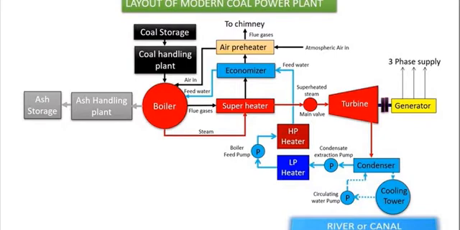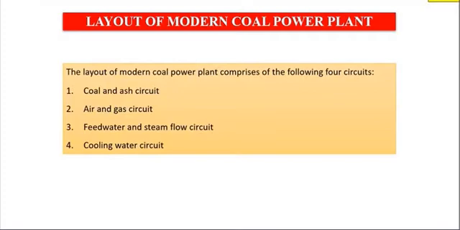It comprises of 4 circuits. We will study them one by one. Later on, we will study the complete layout of a modern coal power plant. The layout comprises of the following 4 circuits: coal and ash circuit, air and gas circuit, feed water and steam flow circuit, cooling water circuit.